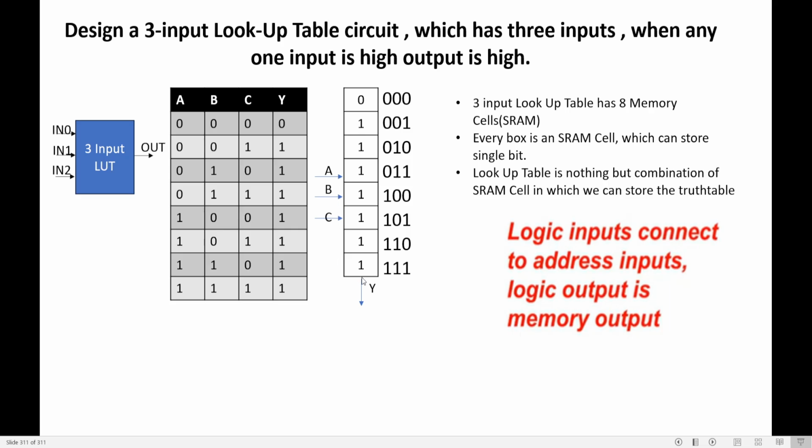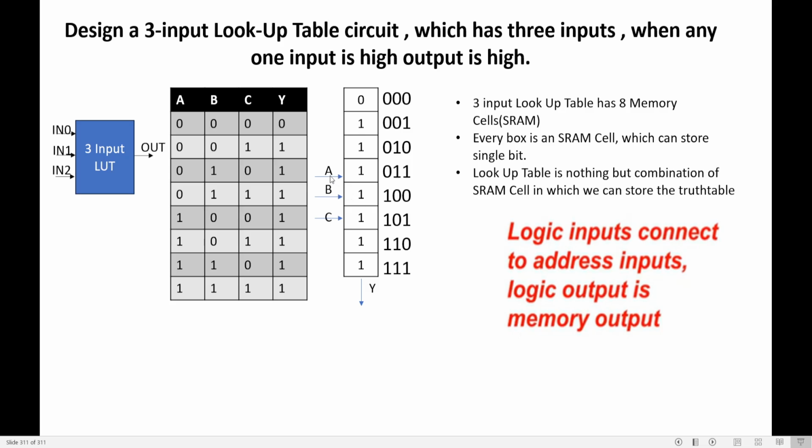So this is the setup of a lookup table, where my inputs A, B, C are connected to the address lines IN0, IN1 and IN2. So I can say my logic inputs are connected to the address inputs. And my logic output Y is connected to the memory. So my logic inputs are connected to the address lines, and my logic output Y is connected to the memory cells.